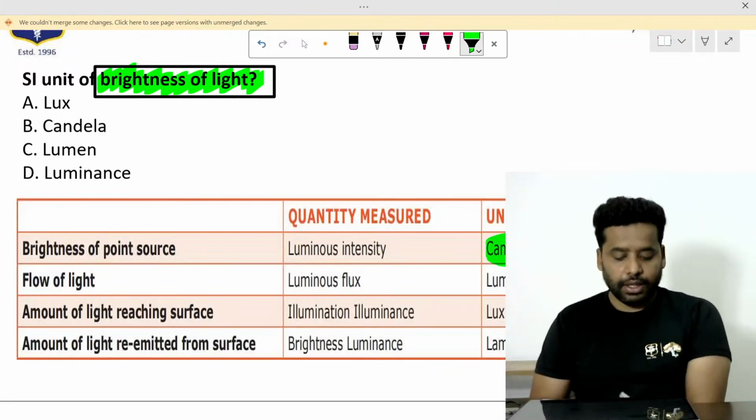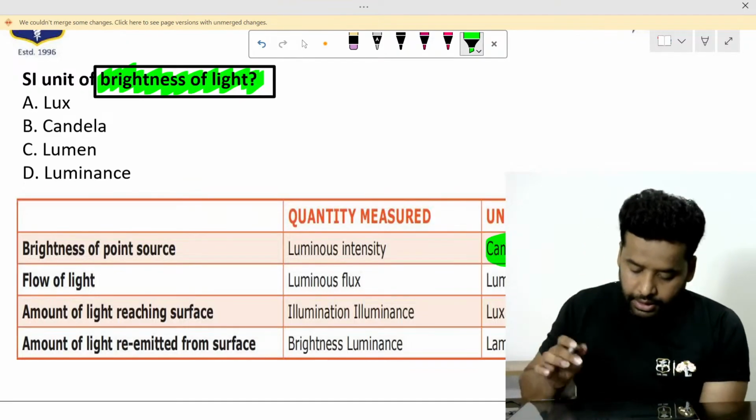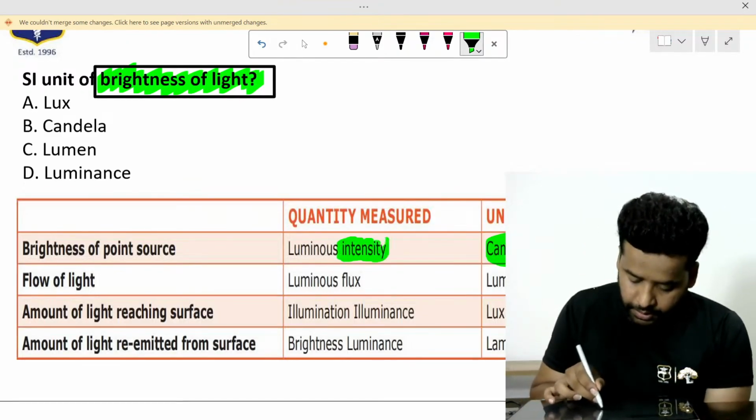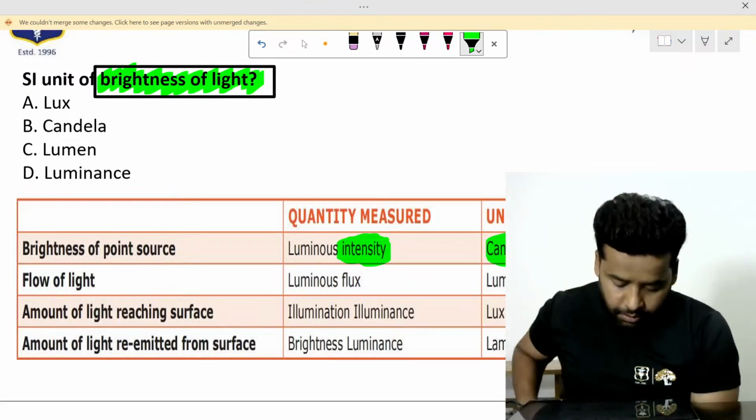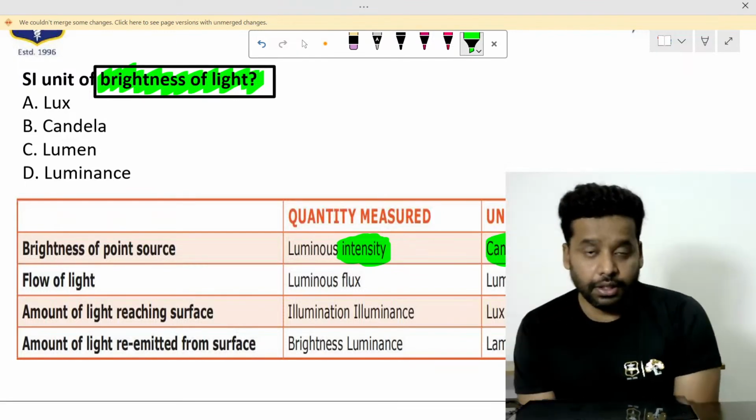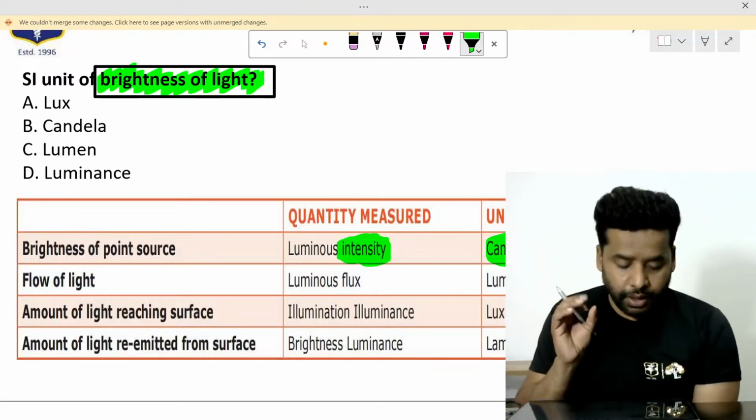The unit is candela. So what is it checking? It is the intensity. The brightness is measured and we call it intensity. How intensely it is burning. You remember like that. That is where the point source is burning.